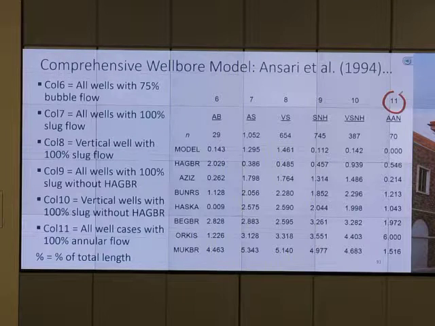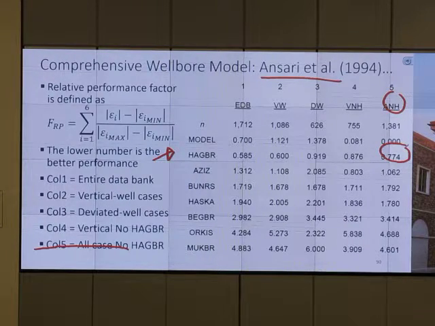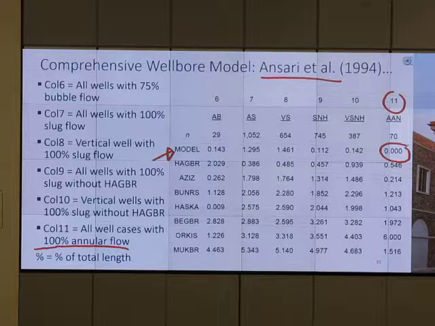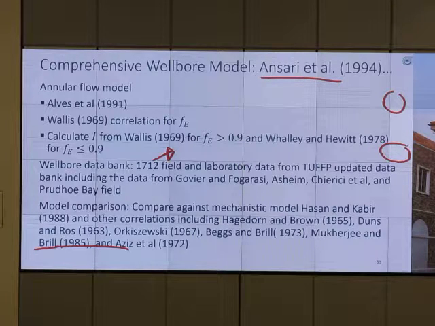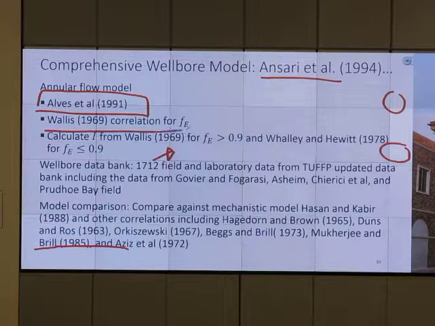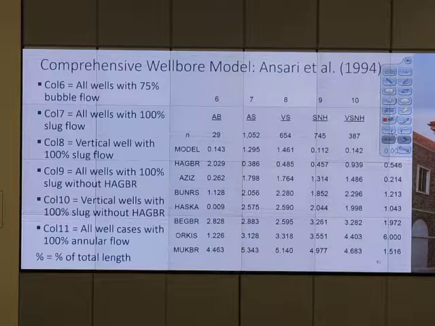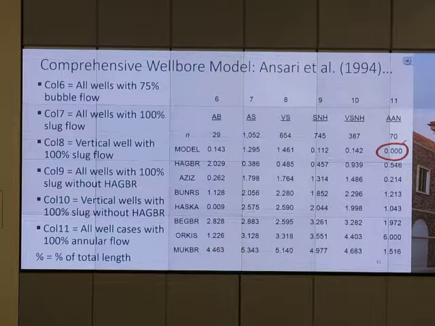Column 11 is the ancillary model for 100% annular flow. The mechanistic model, based on what I just told you, has a relative performance factor of zero. So this means it is better than any other cases. The ancillary model for annular flow uses our best model that we just talked about. And it has some other parts. So if you use the approach that I talked about, you get a better approximation than any other model.